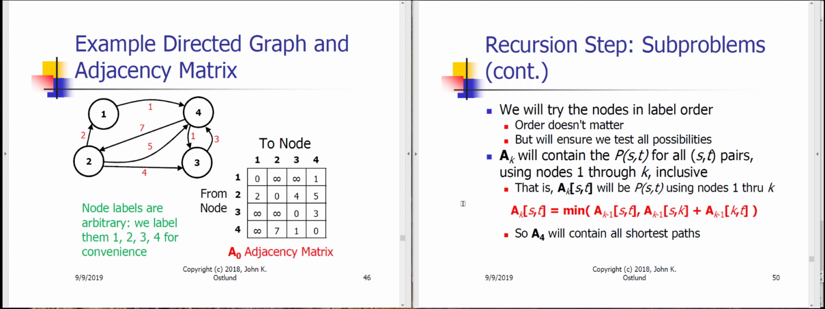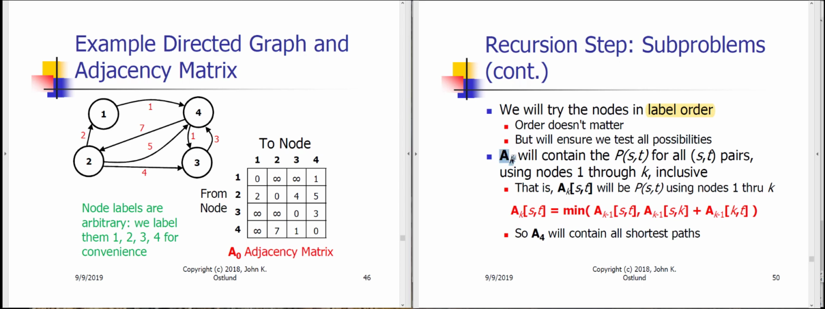A sub 0 is our adjacency matrix. We can think of A sub 0 as being a shortest path matrix where 0 intermediate nodes are permitted. That is, we're only allowing direct connections. We're going to try adding additional potential intermediate nodes in label order. We have to try all of them, so for convenience, we'll do intermediate node 1 first, and then add the possibility of intermediate node 2 next, and so on.